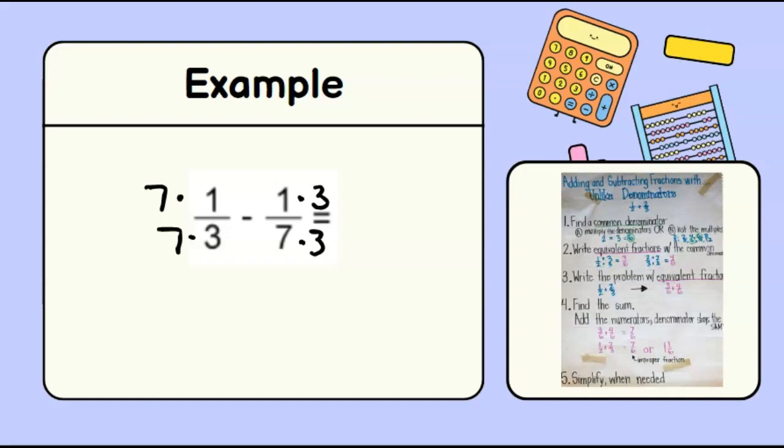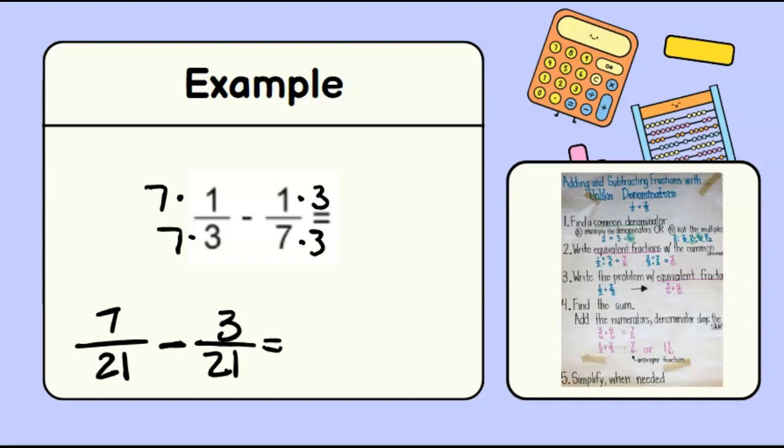If I multiply 7 times 3, I know that is 21. I'm going to do the same for the top. 7 times 1 is 7. Subtract. I have 21 on the bottom, and then I multiply and create my numerator. 3 times 1 is 3. I'm going to go ahead and solve that. 7/21 minus 3/21.